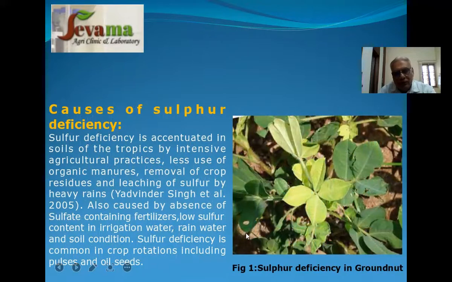Causes of sulfur deficiency. Here you can see a deficiency of sulfur in groundnut crop. Sulfur deficiency is accentuated in soils of the tropics by intensive agriculture practices, less use of organic manure, removal of crop residues, and leaching of sulfur by heavy rains. It is also caused by absence of sulfate containing fertilizers, low sulfur containing irrigation water, rainwater, and soil condition. Sulfur deficiency is common in crop rotations including pulses and oilseeds.